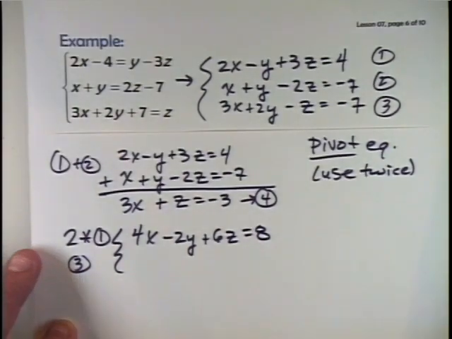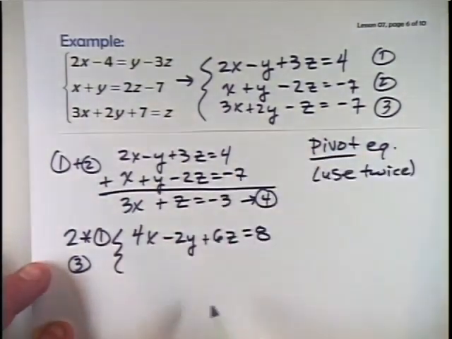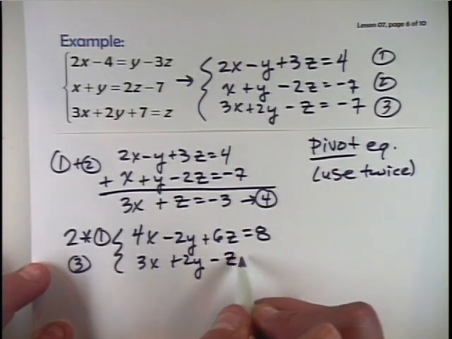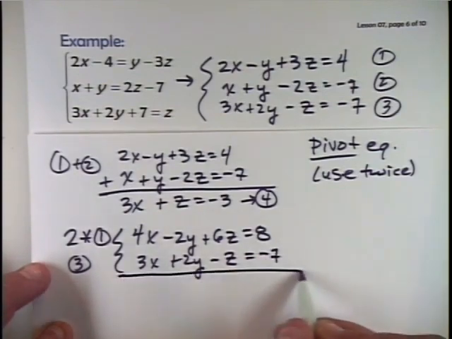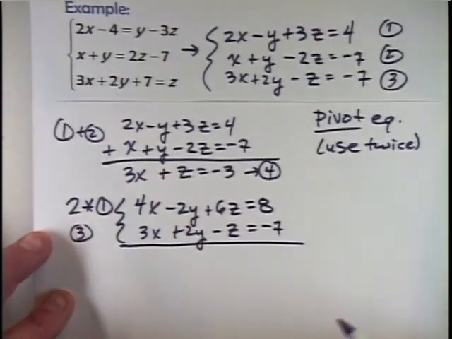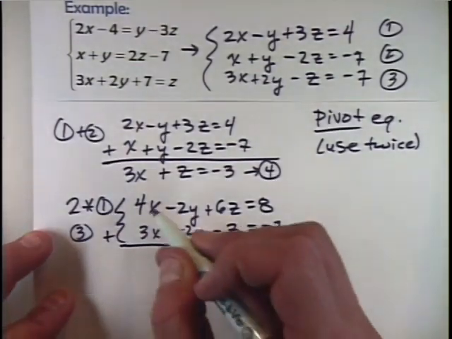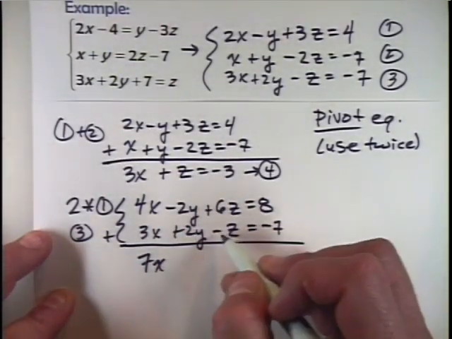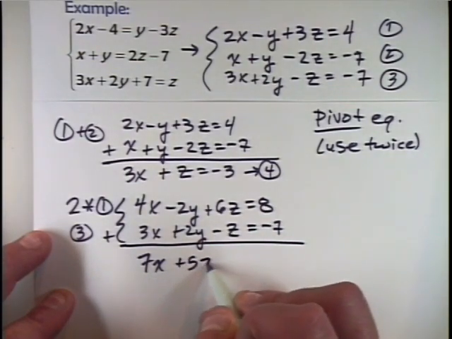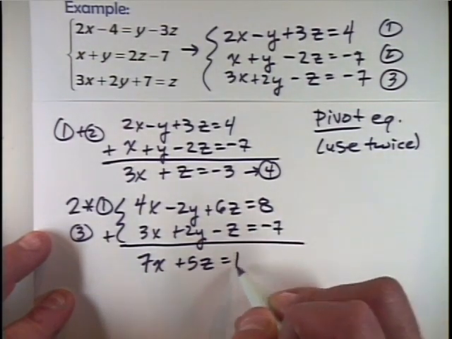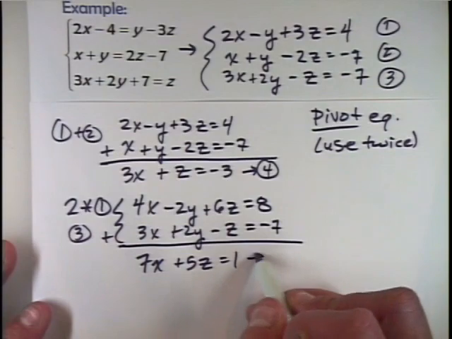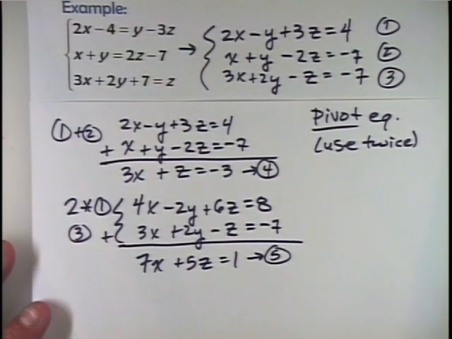I can multiply by any number. Remember why I did that? Well, if I rewrite equation 3, I get 3x plus 2y minus z equals negative 7. Now, since I have negative 2y and 2y, I can eliminate the variable by adding them. So that's why I did that. 4 plus 3 is 7x. Those go away. 6 minus 1 is positive 5z. And 8 minus 7 is 1. So now I have an equation of 2 variables, x and z, but I have another one up here. So I'm going to call this one equation 5.